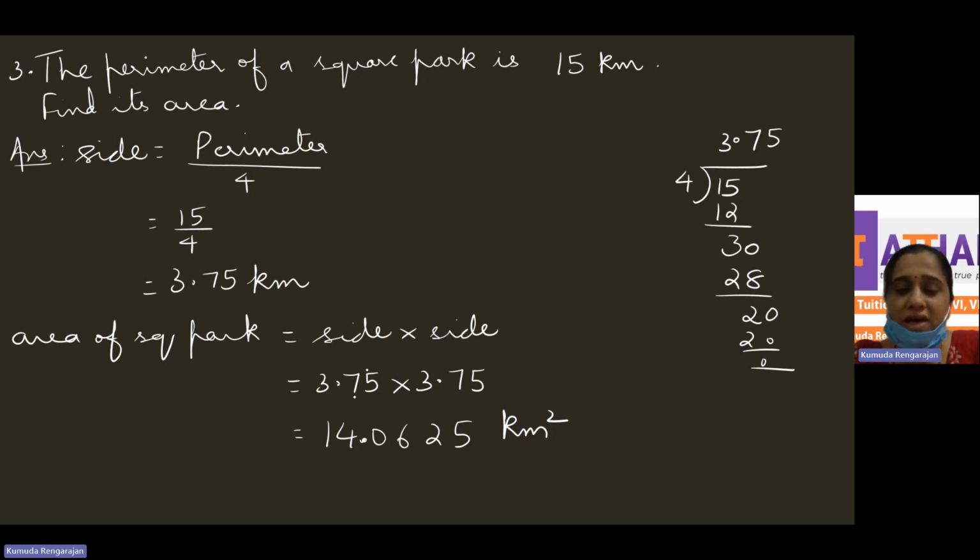That is, we have 0.75, 0.75. So there are 2 digits. 2 plus 2, 4 digits after the decimal point, right? So in the product, you should place the decimal point in such a way that there are 4 digits after it.